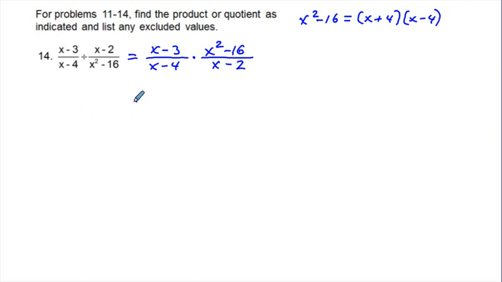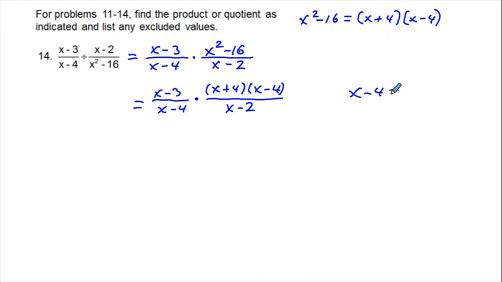And let me write this below. We have x minus 3 over x minus 4, and we're going to multiply by quantity x plus 4 times quantity x minus 4 over x minus 2. So that's factored form. And now for excluded values, we know that x minus 4 cannot equal 0. So for excluded values, that's going to be x cannot equal 4.